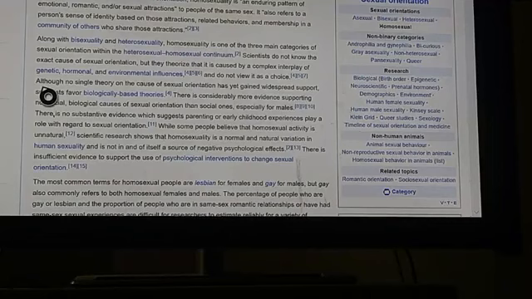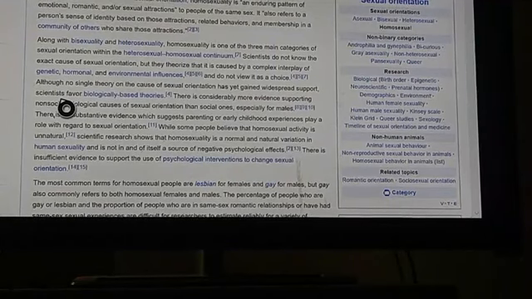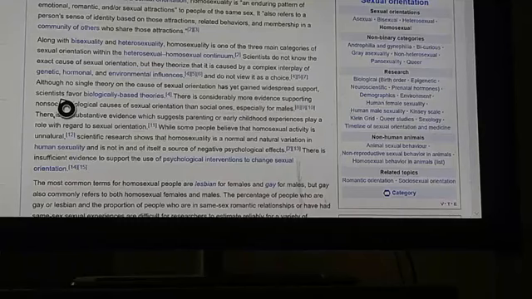It is a choice. Although no single theory on the cause of sexual orientation has yet gained widespread support, there they go again, putting themselves in a hole. Although no single theory on the cause of sexual orientation has yet gained widespread support. So not only is it a theory, but none of those theories have any ground to it. But let's push society further into it, because even though we don't have any substantial proof, we're still going to push people to accept the ideology that homosexuality is a normal thing, right?